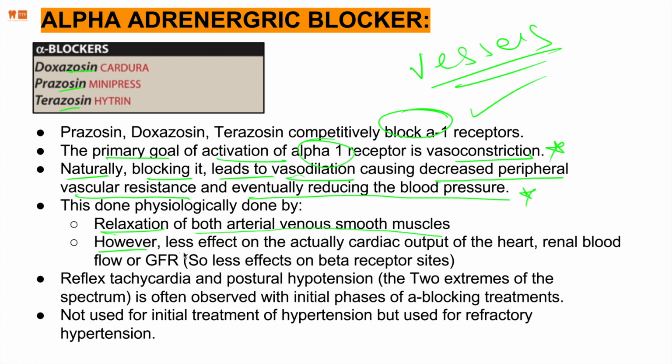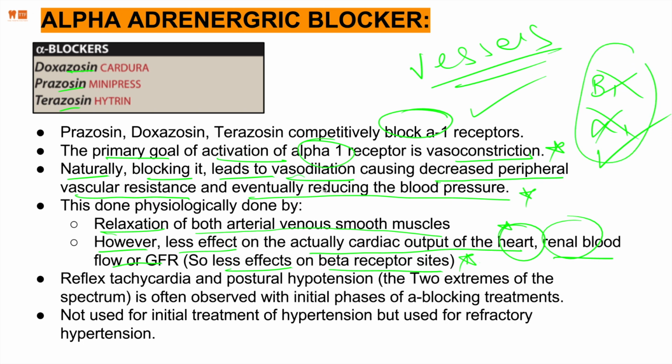However, there is less effect on actual cardiac output of the heart. Renal blood flow and GFR are less affected. Therefore, beta receptors such as on the heart and on the kidney have to be blocked. Therefore, a drug that is a beta-1 blocker and alpha-1 blocker is best. Correct? Keep that in mind. We'll come back to that concept in just a second.